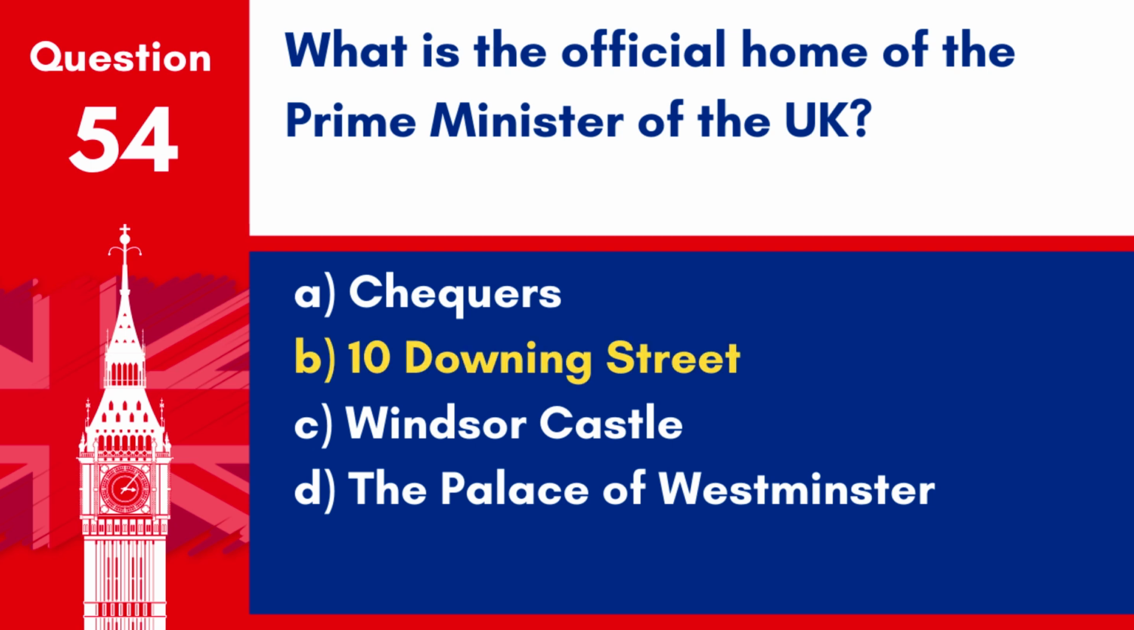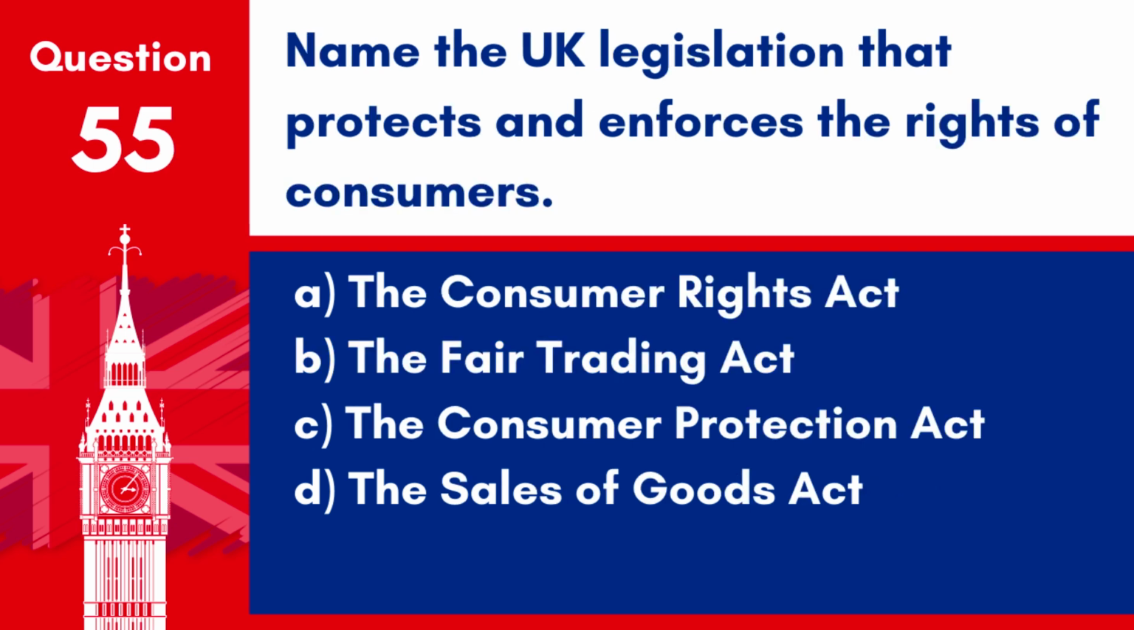Answer: B. 10 Downing Street. The official home of the Prime Minister of the UK is 10 Downing Street. Question 55. Name the UK legislation that protects and enforces the rights of consumers. A. The Consumer Rights Act. B. The Fair Trading Act. C. The Consumer Protection Act. D. The Sales of Goods Act.